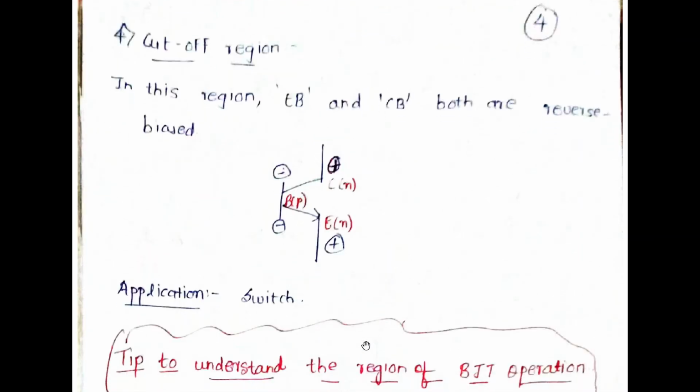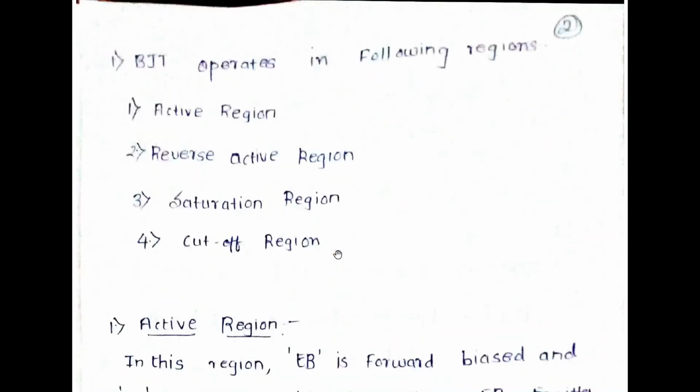Again, you have the cutoff region. In cutoff region the BJT is operating as a switch, you can say, and EB and CB are reverse biased. So if you see the CB, the C is negative, a positive voltage will be applied to it. B is positive, a negative voltage will be applied to it. Similarly, EB is also reverse biased. B is positive, negative voltage; E is negative, a positive voltage. So this is the basic of the operational regions of a BJT.